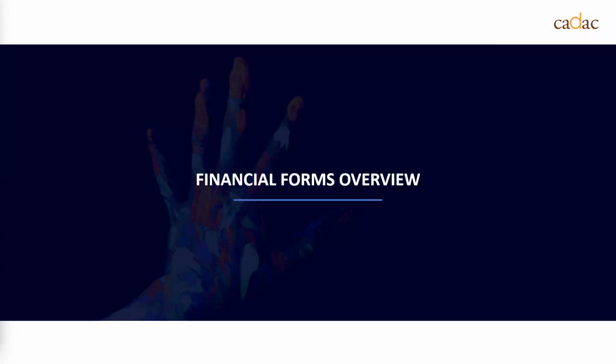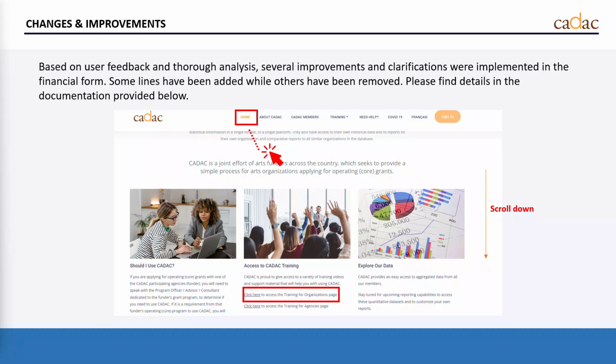So now we can take a look at financial forms. It will be, again, a pretty short look because we will see those two forms in the Experience Accelerator in much more detail. But just as information, based on user feedback and thorough analysis, we have made some improvements and clarifications in the financial form. Some lines have been added while others have been removed. Again, you can find some information on what changes have been made if you go under CADAC.ca and you click on Training for Organizations. Then you will be able to see all the training documents.